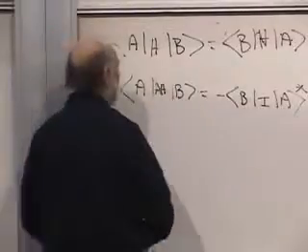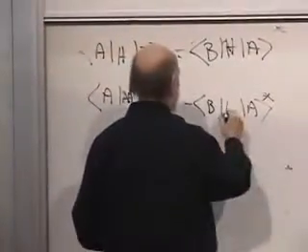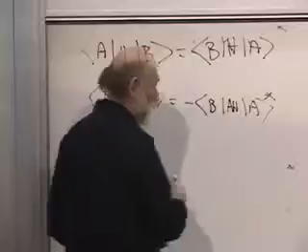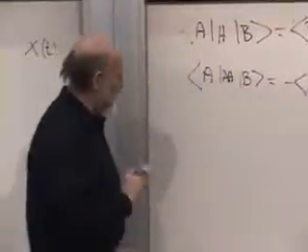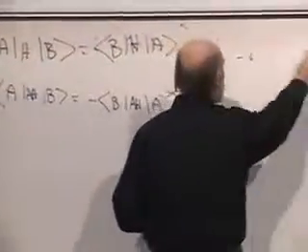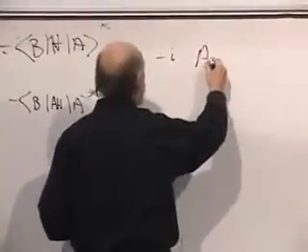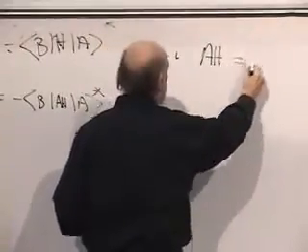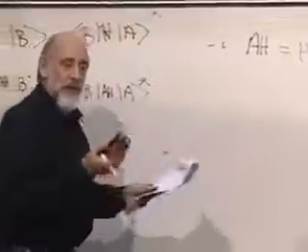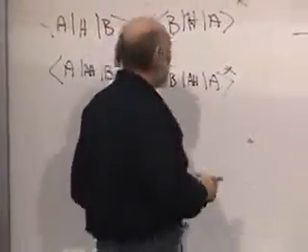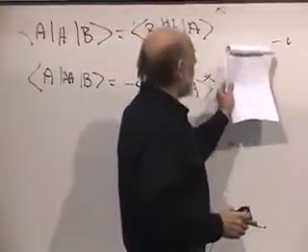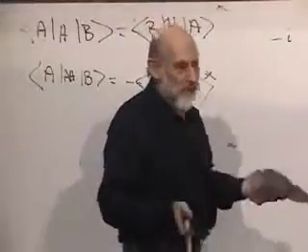Anti-Hermitian. It's not A times H. It's anti-Hermitian. If I take an anti-Hermitian operator and multiply it by i, I get a Hermitian operator. That's a little theorem to prove. Do it yourselves. But it just follows from the fact that the complex conjugate of i is minus i.